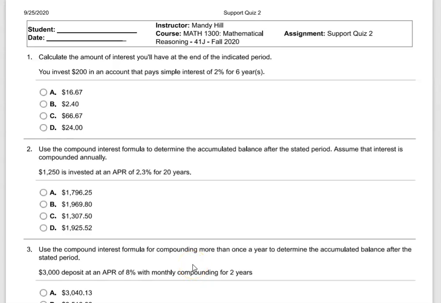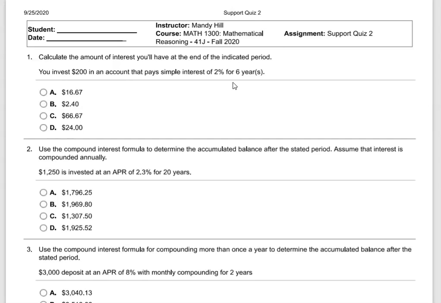Support quiz 2. It says calculate the amount of interest you'll need at the end of the indicated period. If you've got your calculator, please have it out so that you can be practicing whether you're able to get this stuff or not. So the first problem says you invest $200 in an account that pays simple interest for 2% for 6 years.